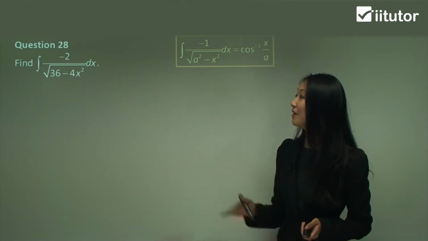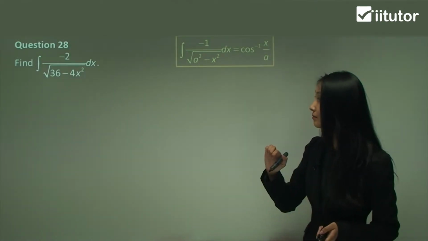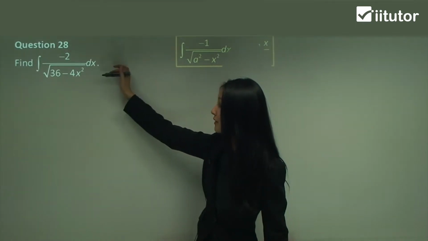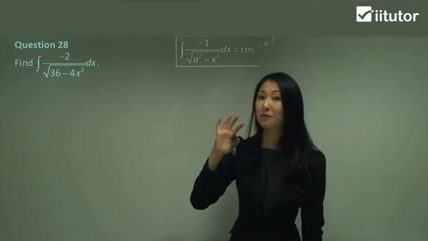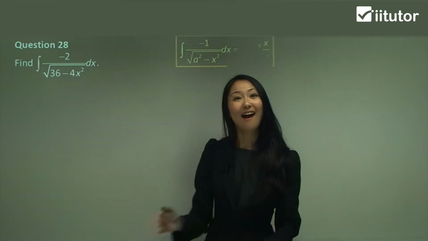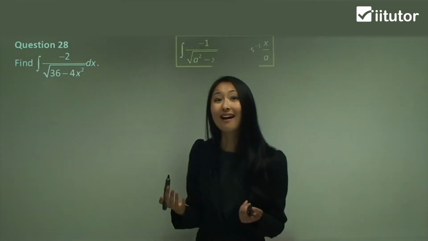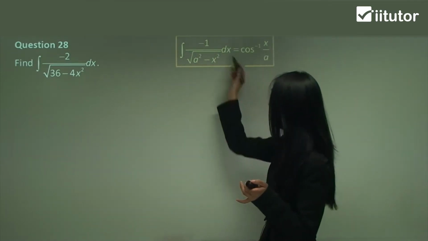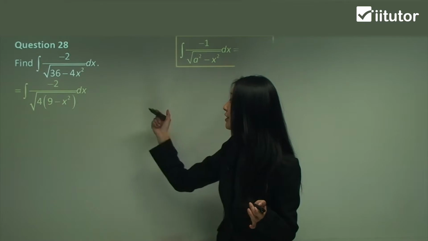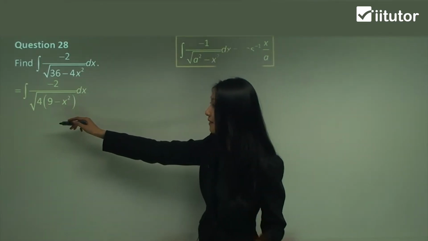All right, let's go on to question 28 here. So we have the integration of -2 on this, and you can see straight away that we have a 4 in front of our x squared, yeah? And what did I just teach you? Exactly, that x squared has to be by itself, which means I know I have to factorize the 4 out. So I take the 4 out, yeah?